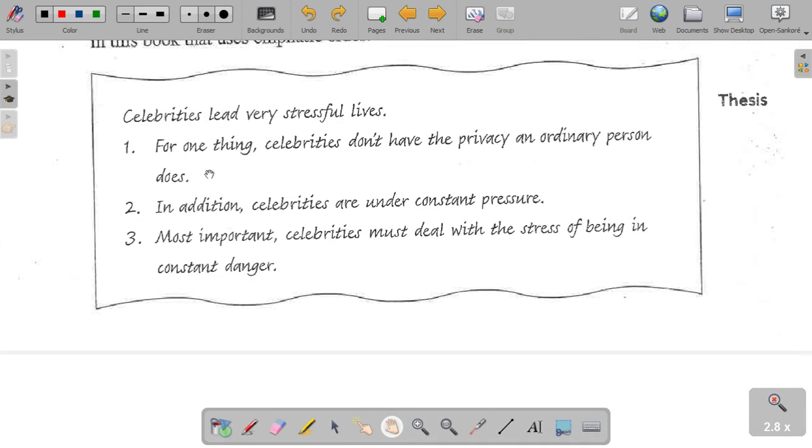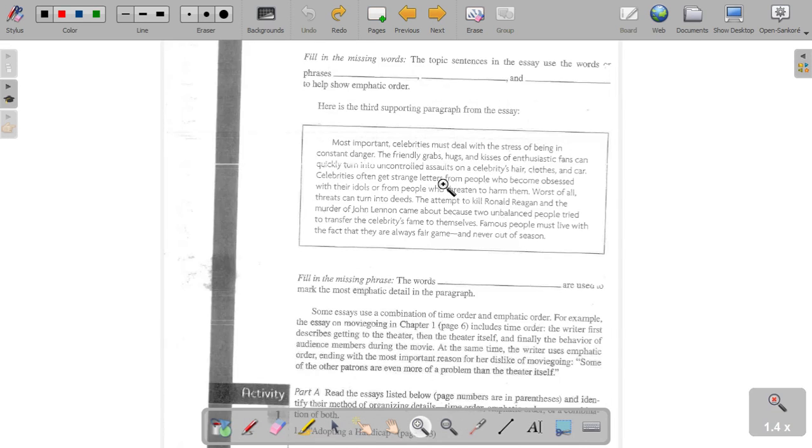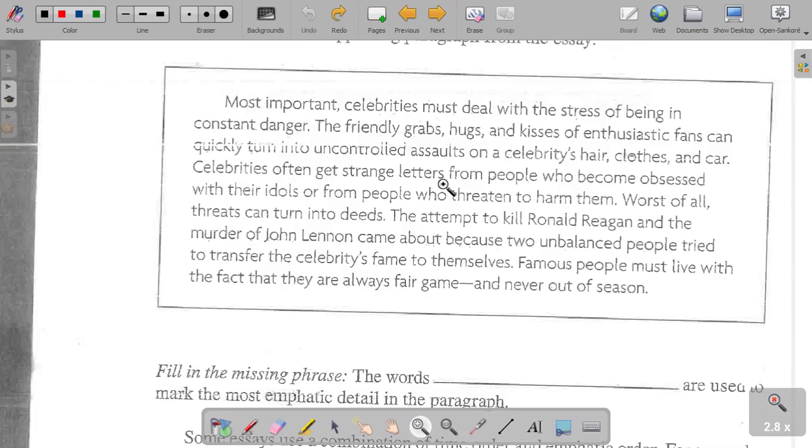So if we look at the little outline at the bottom, celebrities lead very stressful lives. For one thing, celebrities don't have the privacy of an ordinary person. In addition, celebrities are under constant pressure. And then most important, celebrities must deal with the stress of being in constant danger. So you can probably tell the transition words there. And then let's read this paragraph that's on the next page.